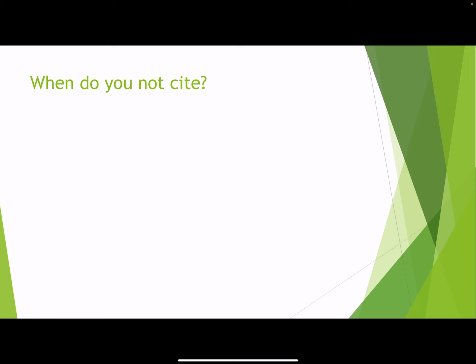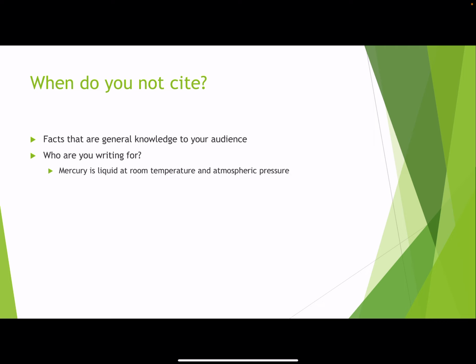So when do you not have to cite? You don't have to cite facts that are general knowledge to your audience. So that's where it comes in. It's important to know who your audience is, who you're writing for. An example that the book gave: mercury is liquid at room temperature and atmospheric pressure. For an audience of chemists, that is considered to be a fact, something that's reproducible, and therefore you don't need to cite it.